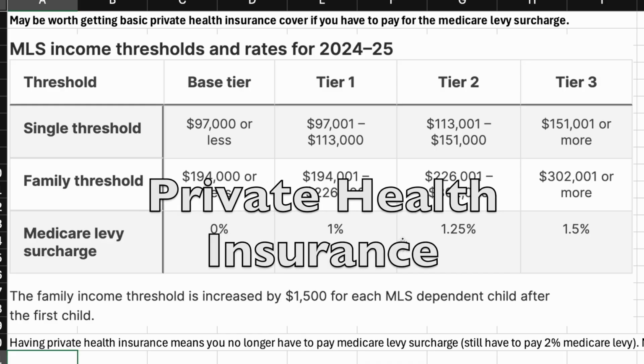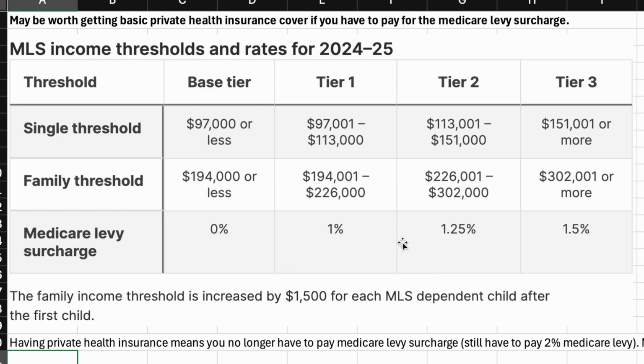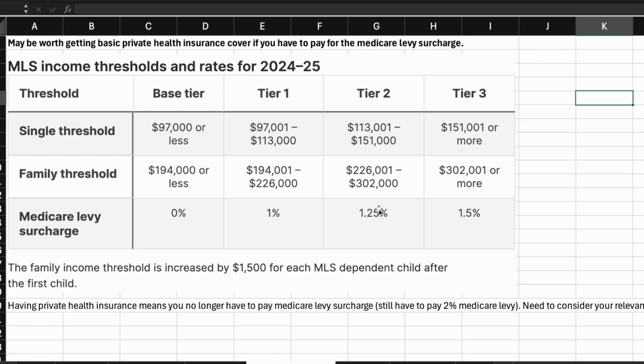Anyway, next up we have private health insurance. I'll cover this one pretty quickly, but basically, it may be worth getting private health cover so that you don't have to pay the Medicare levy surcharge. Everyone has to pay that 2% Medicare levy on their taxable income, but the Medicare levy surcharge is only payable for people who earn over a certain amount. If you're single and you earn over $97,000, you pay an additional 1% Medicare levy surcharge. You can look at this in more detail, but basically if you have to pay this surcharge, it might work out cheaper to get private health insurance, which means you would no longer have to pay it.